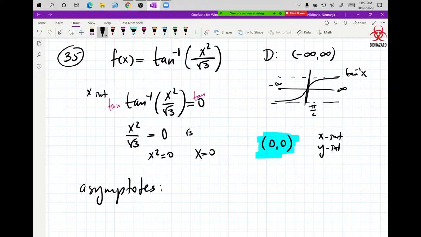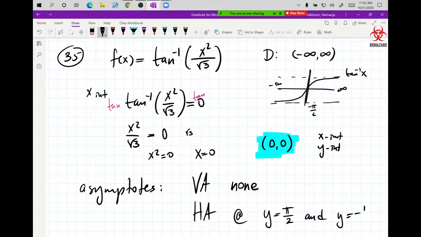Nothing weird happening in there, so no vertical asymptote. Now, horizontal asymptotes are something that inverse tangent does have at pi over 2 and negative pi over 2. That's something that you learn about the function, right? This is not communicated to me in a dream. I opened the book and I learned. So horizontal asymptote at y equals pi over 2 and y equals negative pi over 2.